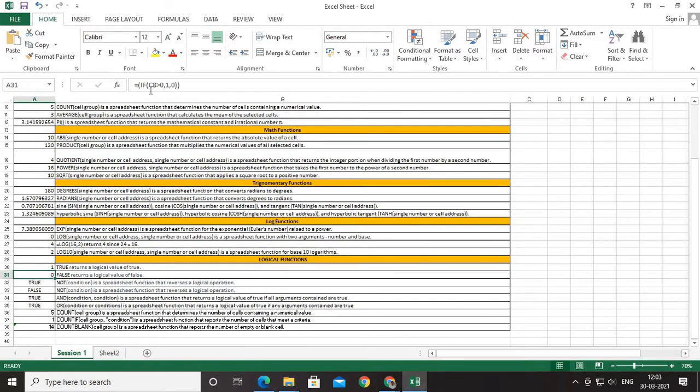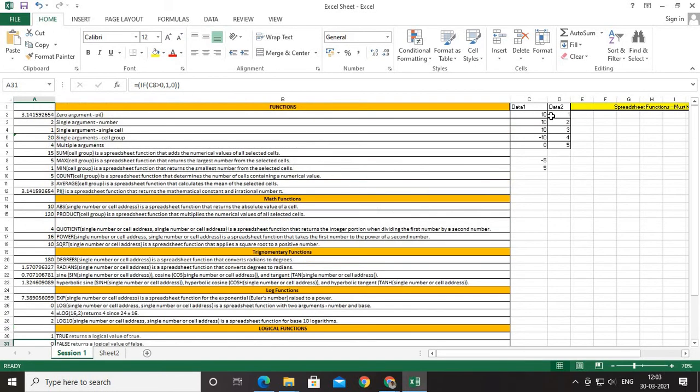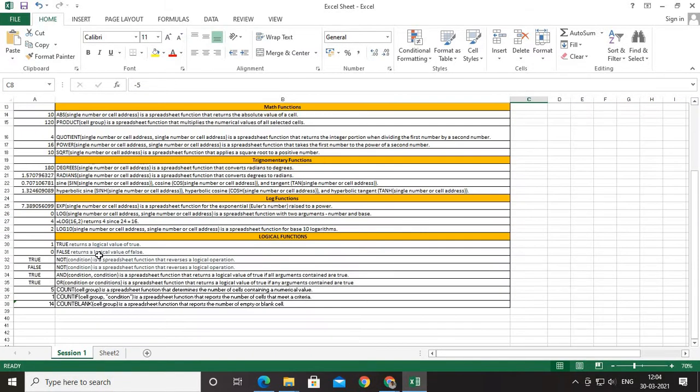Similarly, I am going to the next case. If C8 greater than 0, what is C8? I have got nothing in C8, or something is there? Yes, I have got -5. So if C8 is greater than 0, is it greater than 0? No, it is a negative value. So we got false. That's all.